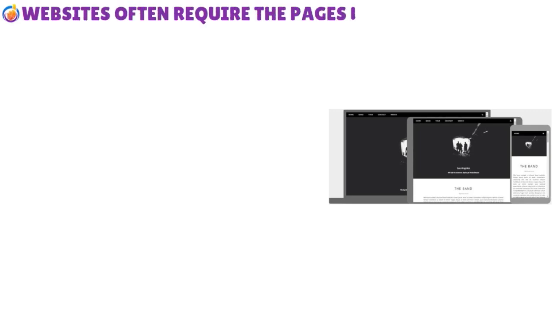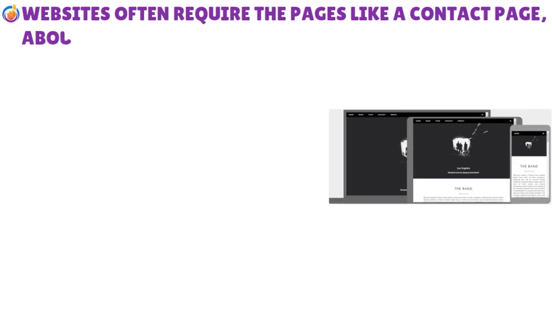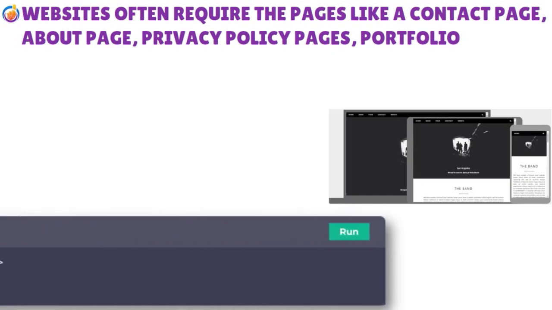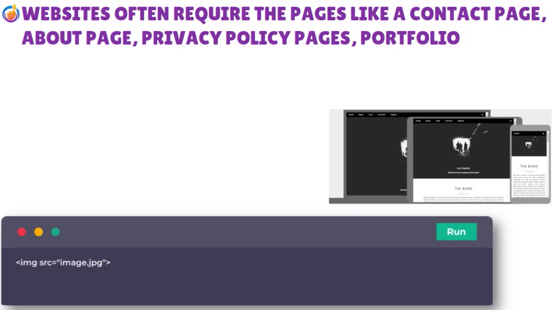So HTML and CSS allow you to connect any number of sub pages. Websites often require pages like a contact page, about page, privacy policy pages, portfolio, and more. So another thing we're going to do is include a picture here on the page. So HTML tags look like this on the screen for image, right? Now, the image path is the only parameter, so you can add your picture to the image directory to organize.